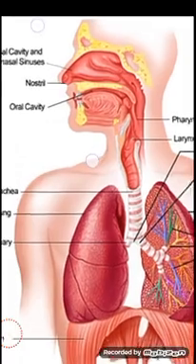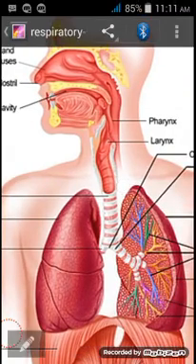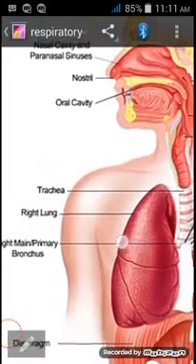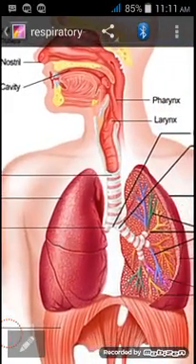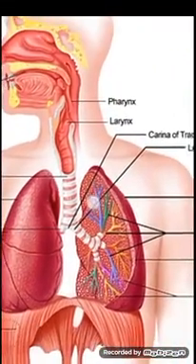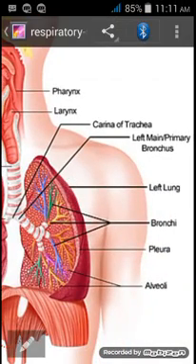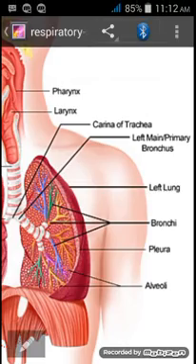The human respiratory system consists of nose, nasal cavity, pharynx, then larynx, trachea, right lung, right main bronchus. Then we study about the left lung, then bronchi, then pleura, alveoli.